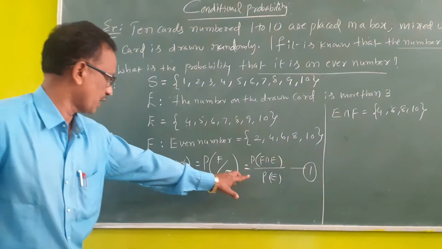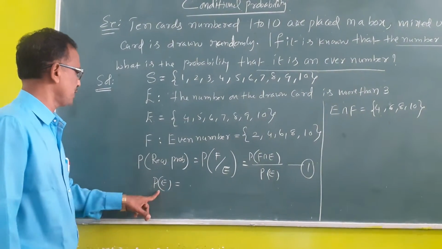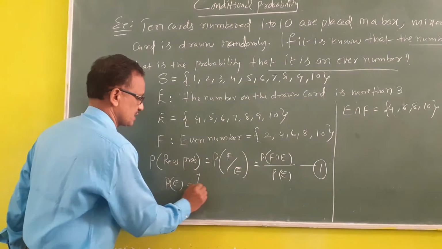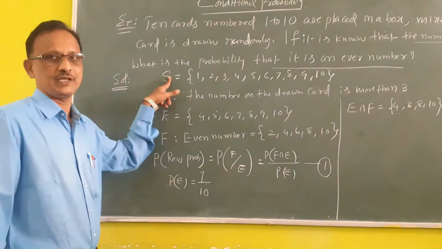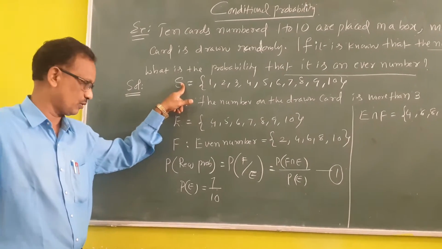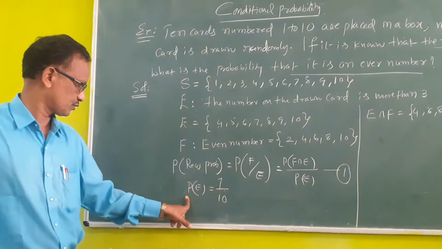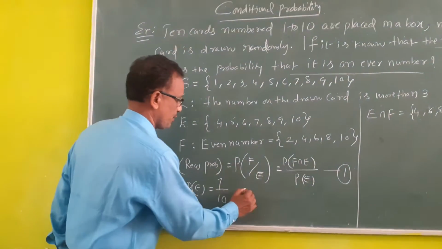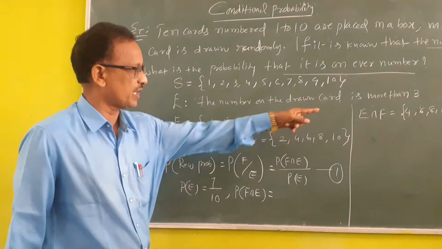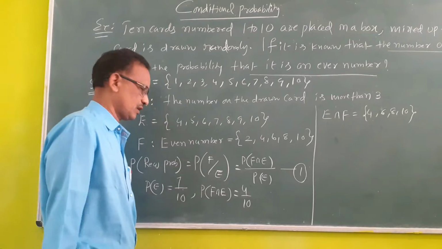See what we require. P of E. What is the probability of E? How many are there? 1, 2, 3, 4, 5, 6, 7. So 7 based on the sample space. Based on the sample space. Okay, for conditional probability there is a shortcut, but no problem. So we are finding based on the sample space event. Right. So this is right. Next, find the intersection, F intersection E. How many elements are there in the intersection? 4. So 4 by 10. Now substitute in 1.